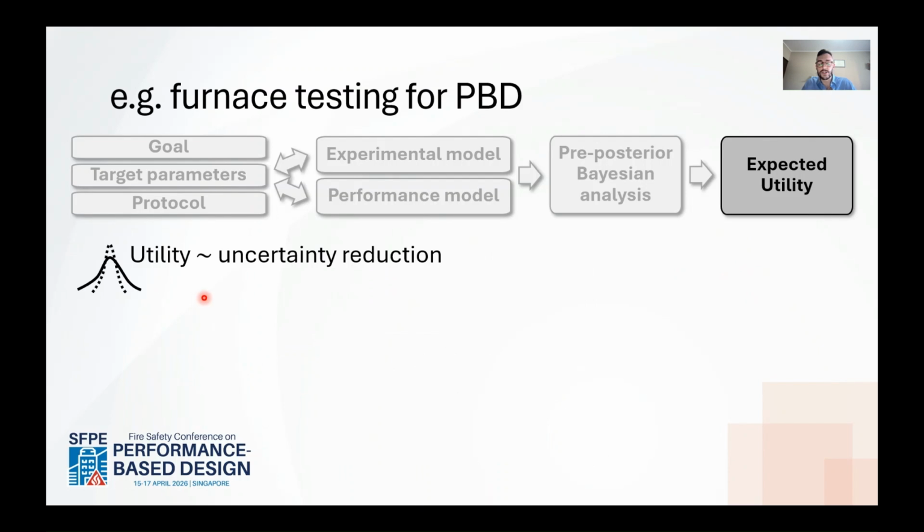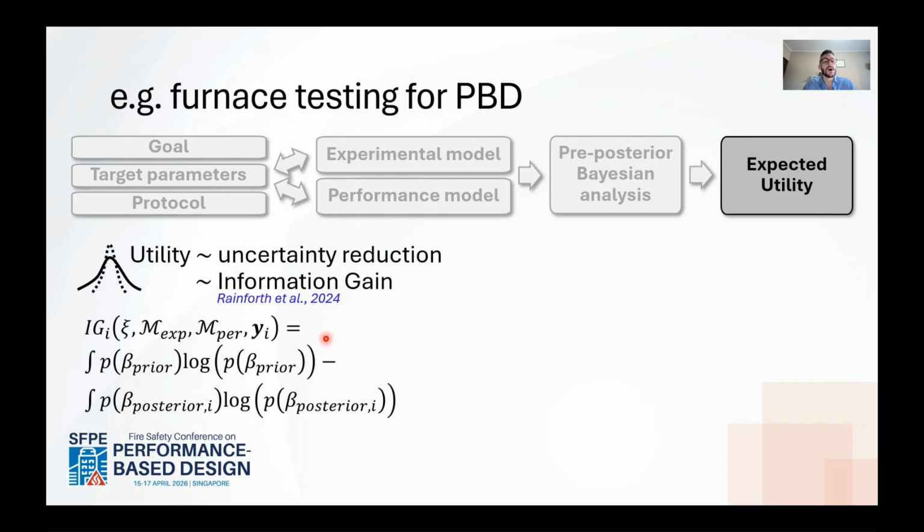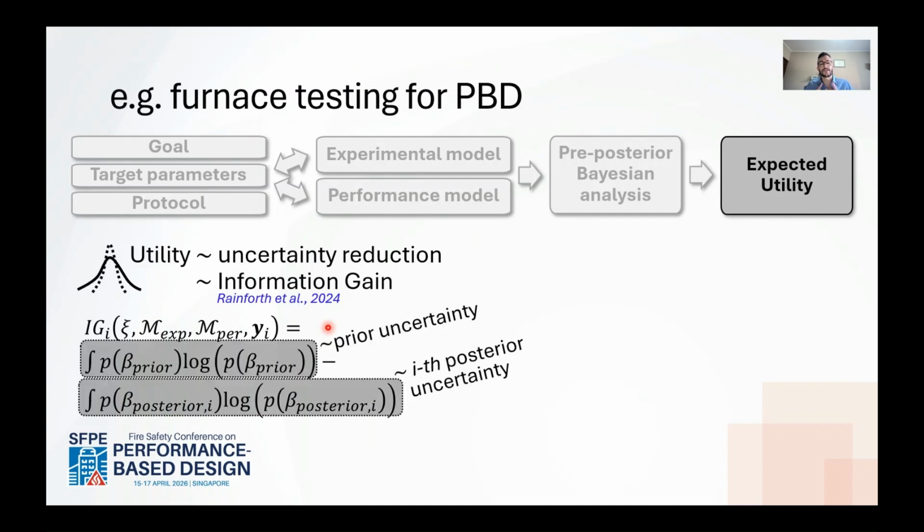So again, this utility should be a measure of uncertainty reduction, and that can be achieved through a metric called information gain. Information gain is defined as per this equation, which has a very simple interpretation. That's simply the difference between the amount of uncertainty we have in the prior and the amount of uncertainty we have in the posterior. And the result is taken across all the possible realizations of our experiment that we have simulated before. And then we take the expected value, which provides us what we call expected information gain.